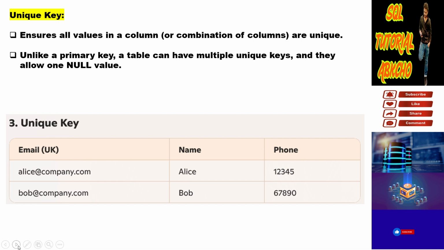Next we have the unique key. A unique key ensures all values in a column or combination of columns are unique. Unlike a primary key, a table can have multiple unique keys, and they allow one null value. So unique keys can provide one null value and will keep all the data unique. In the below example, you can see the unique key email ID column, which provides all unique values, and it can also contain a single null value, but only one null value. Now move on to the next one.